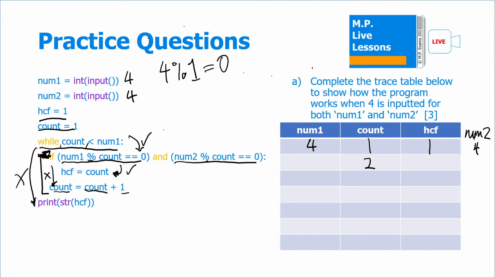We go back up again since the code within the while loop is finished. We head back to the comparison again. Is count less than num1? So is 2 less than 4? Yes, it is. So it's going to test if 2 is divisible into both numbers. Yes, it is. So HCF is now updated to 2, and count is increased by 1. Count is still less than num1, and it then finds out that if we divide 4 by 3, we get a remainder that's not 0. So it increases the count again.